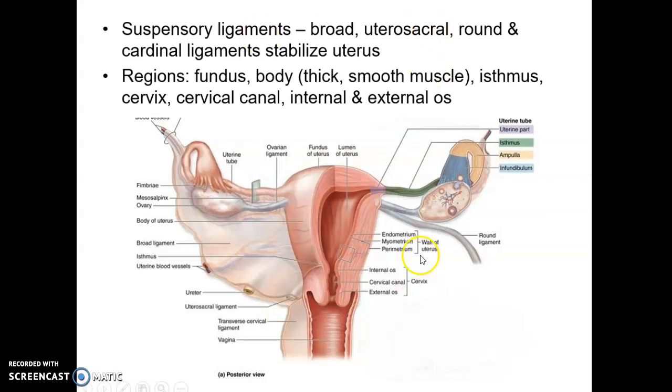The overall anatomy or regions of the uterus: the fundus is the domed superior portion. The body is the bulk of the uterus, fairly thick with smooth muscle in what's called the myometrium. Then the isthmus is where it narrows, leading to the cervix, which has an internal os, an external os, and the cervical canal, which extends the cervix, with the external os extending into the vagina.